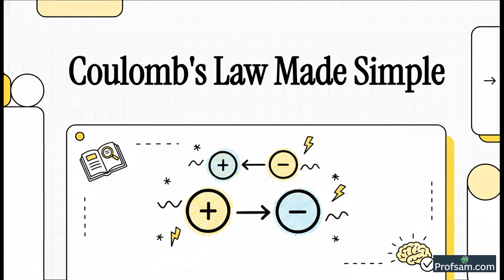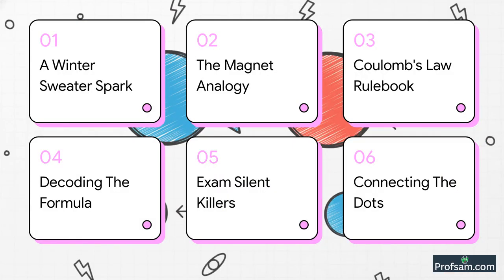So, let's begin. So, what's our plan for today? Simple. We'll start with a spark from a sweater, then use a really easy magnet analogy. After that, we'll look at the official rulebook for your exams, break down the formula, and I'll show you some common mistakes to avoid, the silent killers. And finally, we'll see how it all connects to the bigger picture. It's a very logical path.